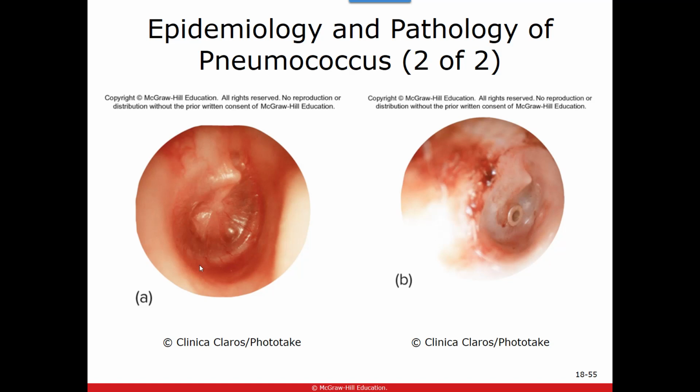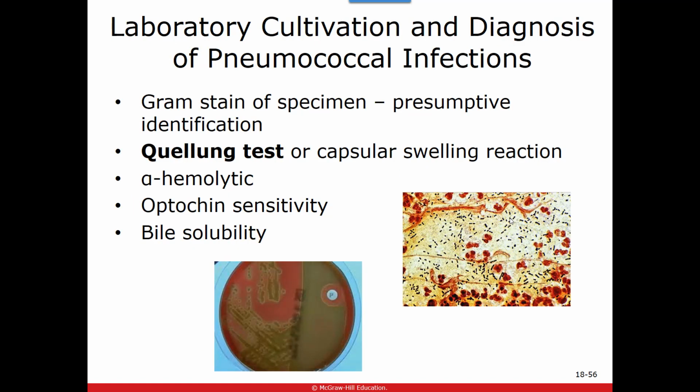Now, when we diagnose some of these pneumococcal infections, so these are cocci-shaped bacteria that can cause pneumonia, well, we can gram stain them. We can look to see gram-positive cocci. We can look to see that it likes to hang out in pairs and chains. But we can do some other tests as well.